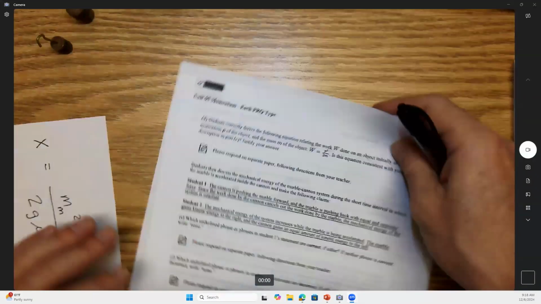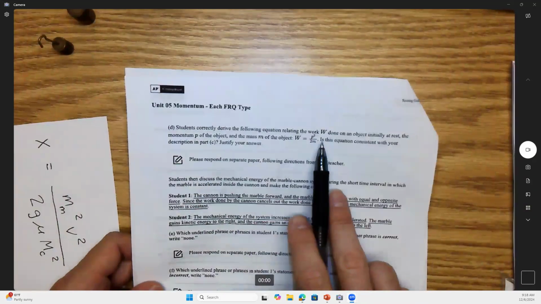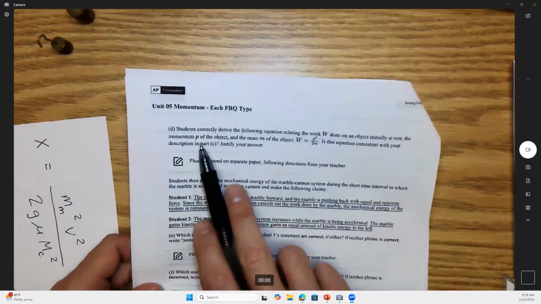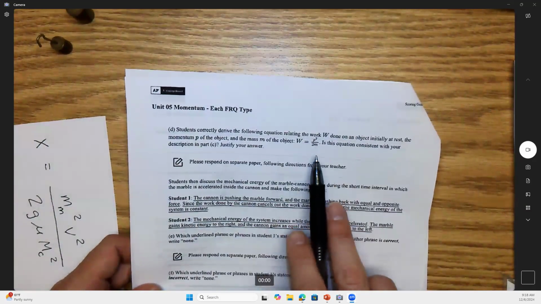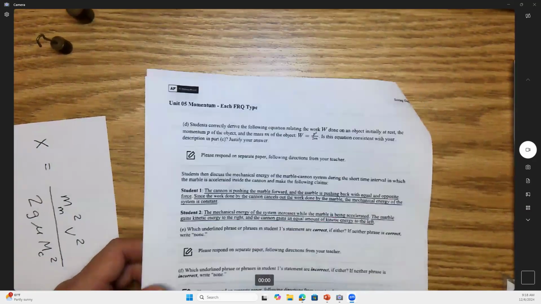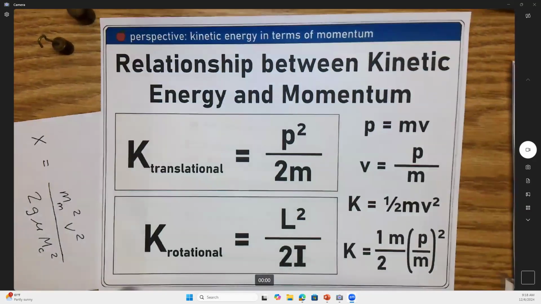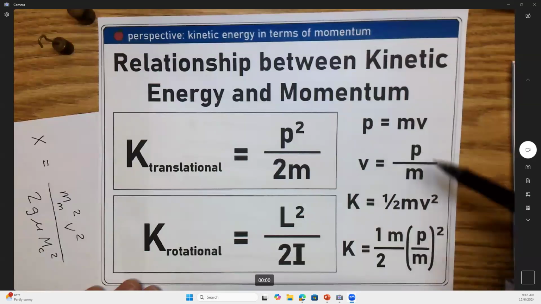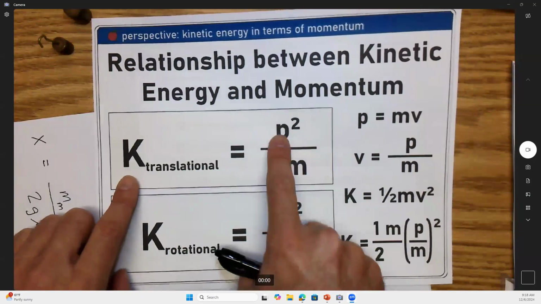Students correctly derive the following equation: work done on an object initially at rest, the momentum of an object, and the mass of an object. Work equals p squared divided by 2m, momentum squared divided by twice mass. I meant to show you guys this a minute ago. Do you remember this one? It's a little more detailed poster. So I got the derivation right here. Momentum is mass times velocity. Here's kinetic energy, one half mv squared. You put it all together. Here's the relationship between kinetic energy and momentum, and here's the mass of the object.